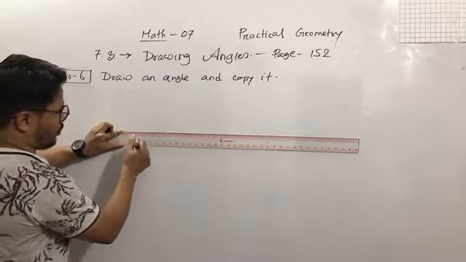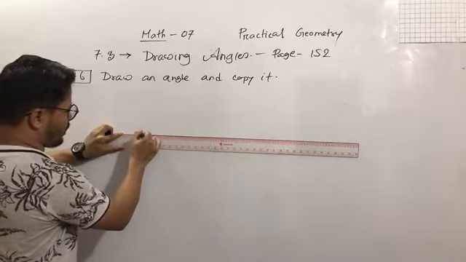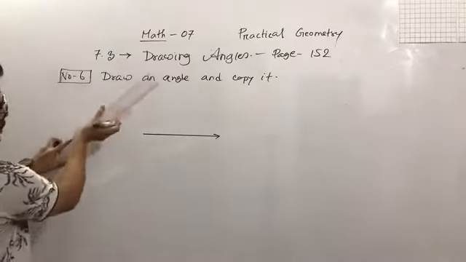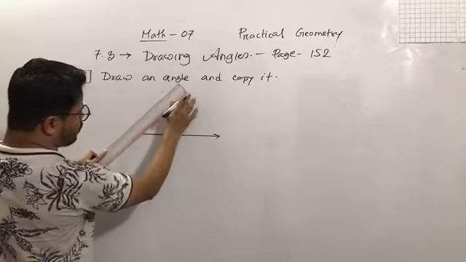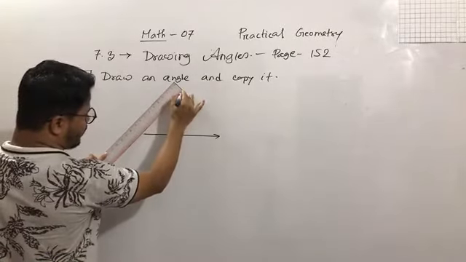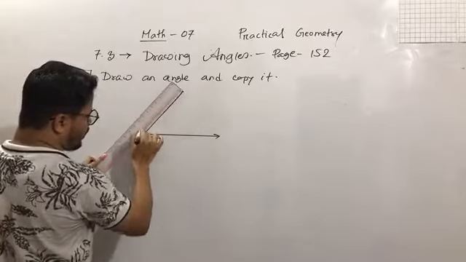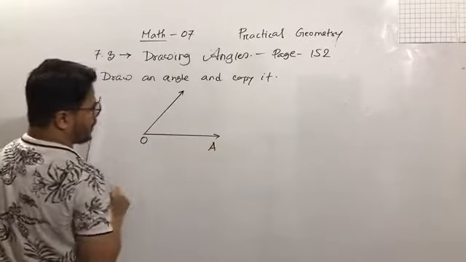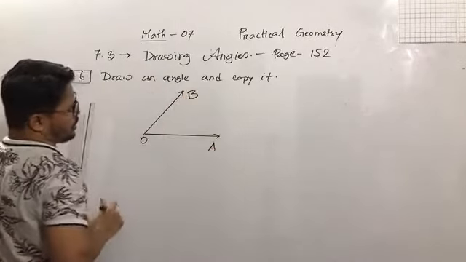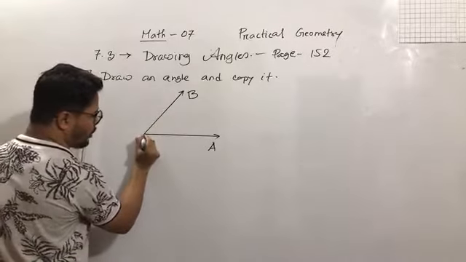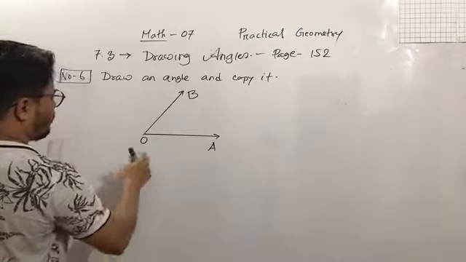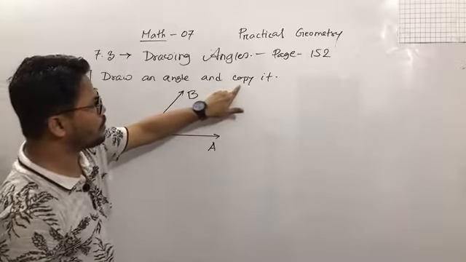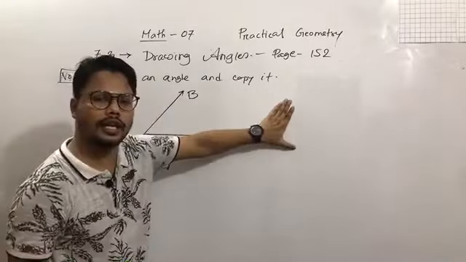So now we will draw any angle, because the measure is not given here. This is one ray, and already we have discussed how to draw an angle, and this is another ray. These two rays we can mention here. This is OA and this is OB. The two rays OA and OB have a common vertex O. Now this is an angle. Now we will copy this angle exactly here.